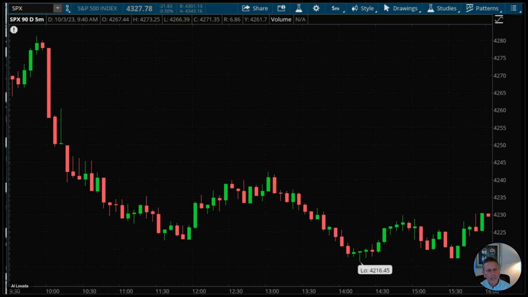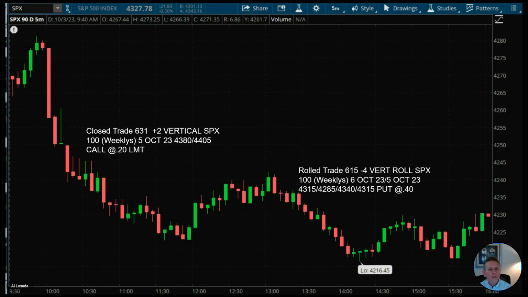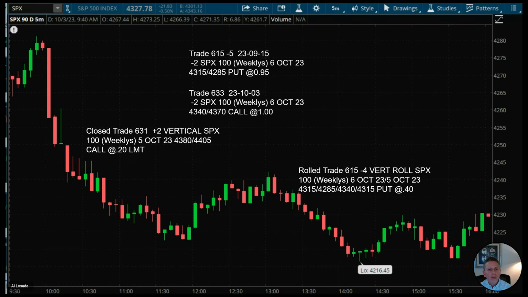Okay, now you can see the market went down again. So we closed the trade at 20. And then we rolled the 615 trade, another roll for 40 cents. Now the additional trades we have are 95 cents and 100, and our premium is 3.7. So overall, even though we're getting threatened trades here, the premium is moving higher.